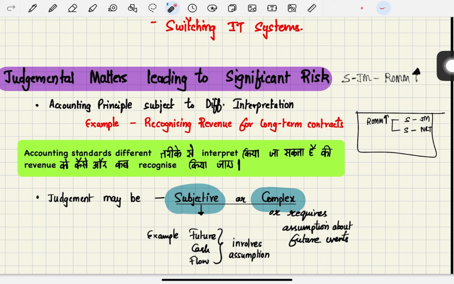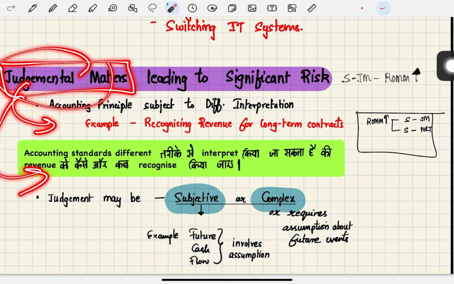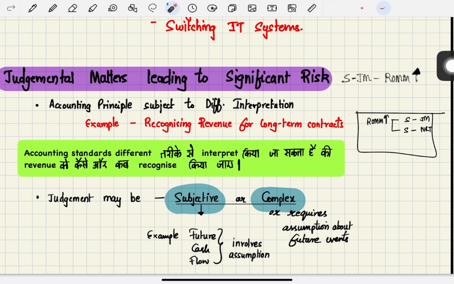Okay, next, what are the judgmental matters which lead to significant risk? See, judgmental matters का example है ये. For example, accounting principles subject to different interpretation. There are certain accounting principles and they will be subject to different interpretation. For example, recognizing revenue for long-term contracts. For a short-term contract, the interpretation is different; for a long-term contract, the interpretation is different. So अकाउंटिंग स्टैंडर्ड्स डिफरेंट तरीके से इंटरप्रेट किया जा सकता है कि रेवेन्यू को कैसे और कब रिकॉग्नाइज किया जाए. So this is one example of a judgmental matter.